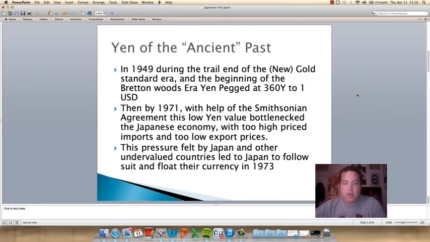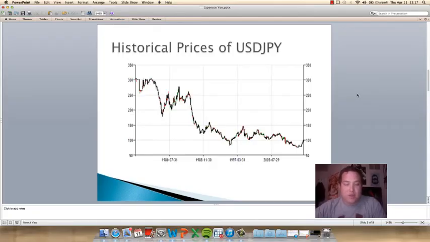Then in 1971, this low yen value bottlenecked the Japanese economy with too high priced imports and too low priced exports. This situation, with U.S. support, created one of the main international incentives for floating currencies. The pressure felt. Here is a look at the historical prices of the Japanese yen compared to the U.S. dollar since 1970, or 73 to be exact, whenever floating currencies were adopted by the Japanese government.